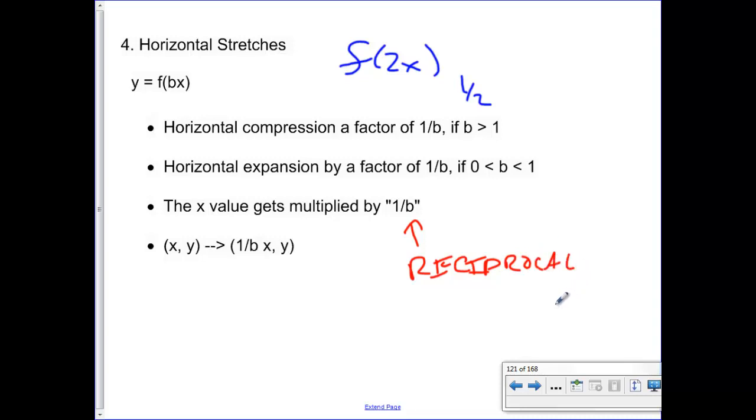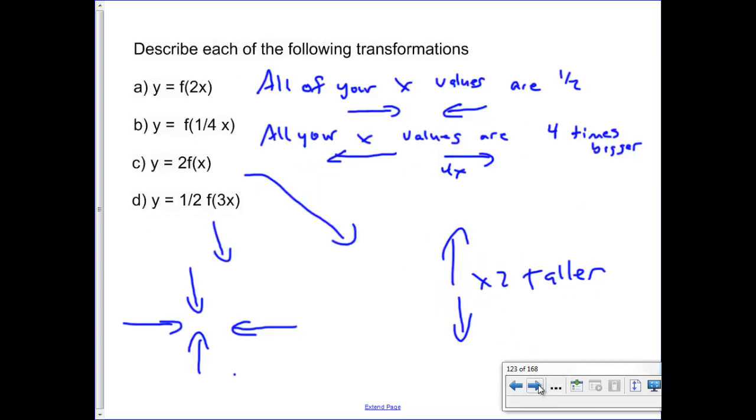Do you guys remember what reciprocal means? When you flip it, yeah, it's like 1 over top of whatever your number was. So it's like flip it upside down basically. That's the term we use for this.